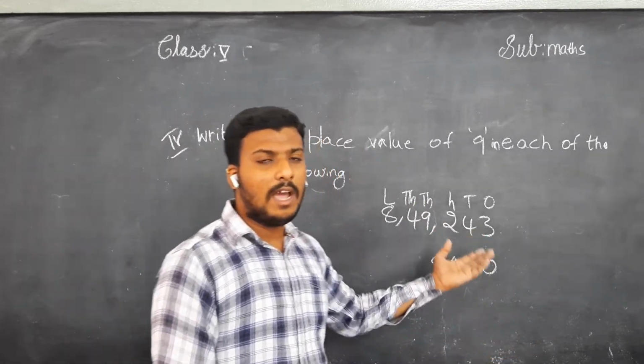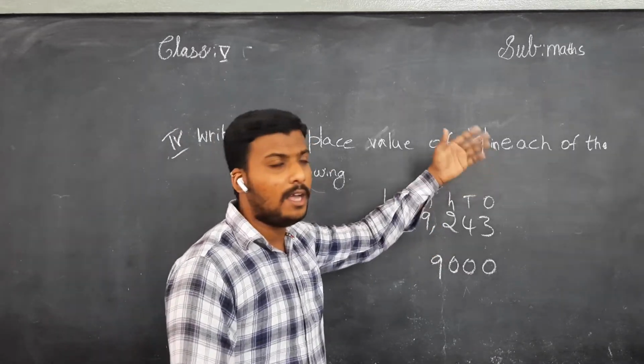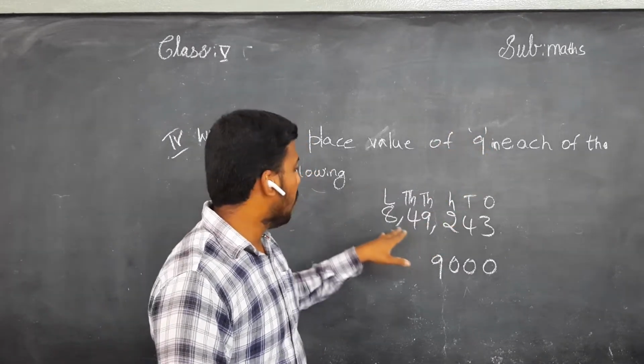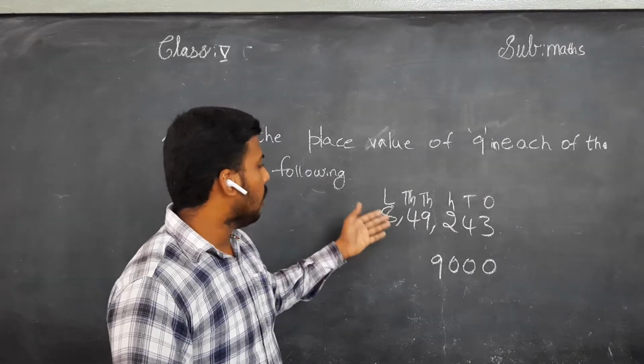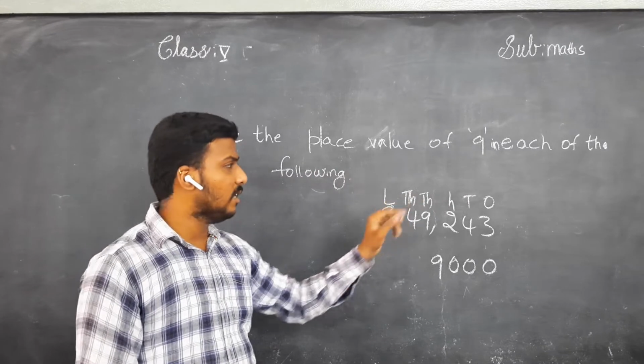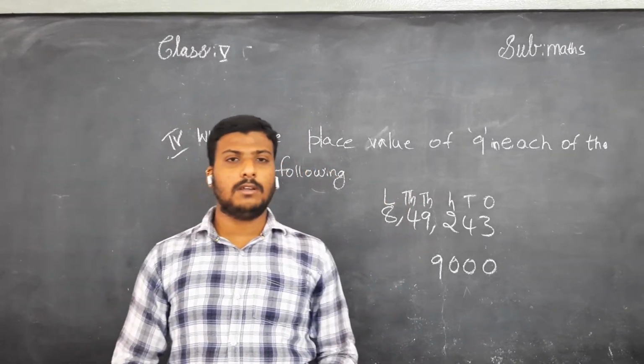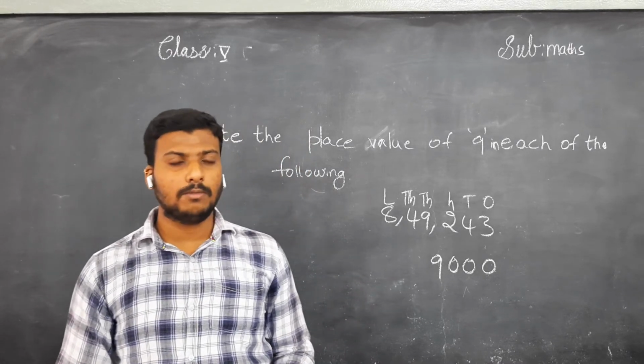Like this, we have to identify only the number 9. They ask only 9. If they ask number 8, then you have to identify 8 and write the particular place value of 8. But here they ask only number 9. Understand, children? Next class we will see the successor and predecessor of the numbers. Understand, children? Thank you.